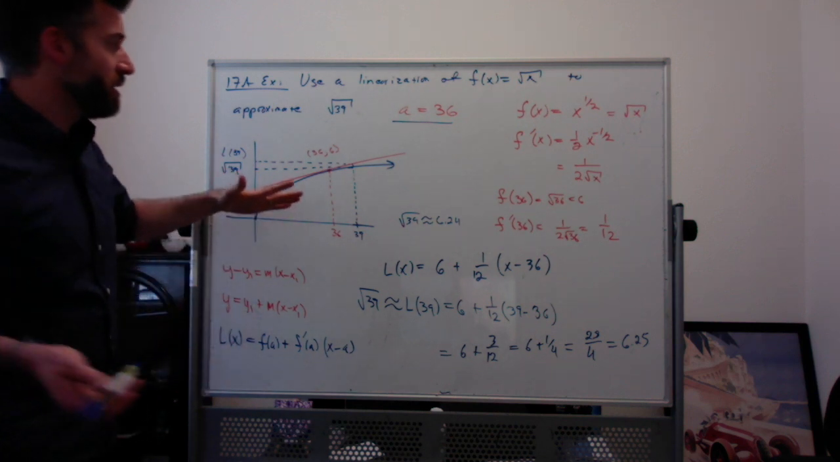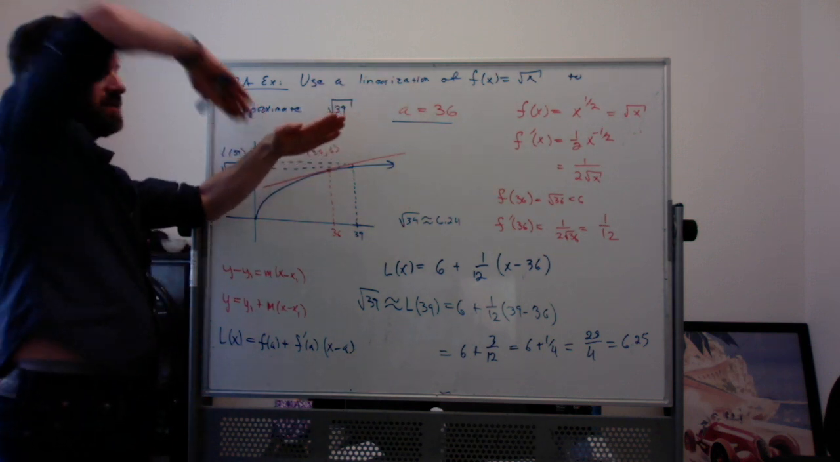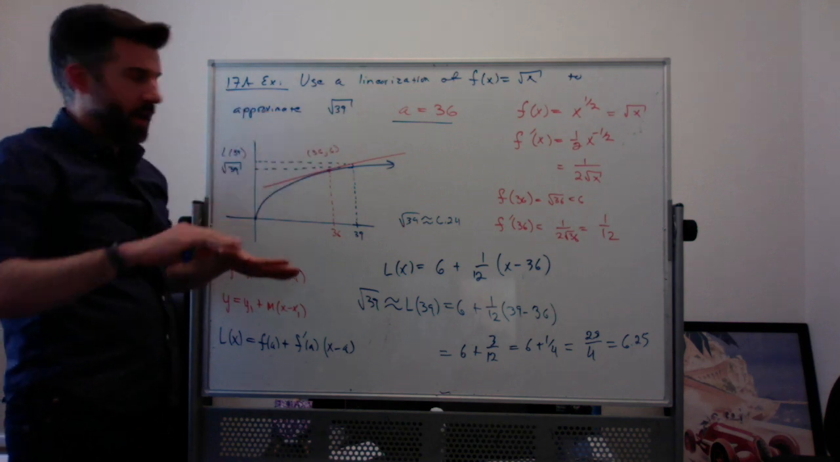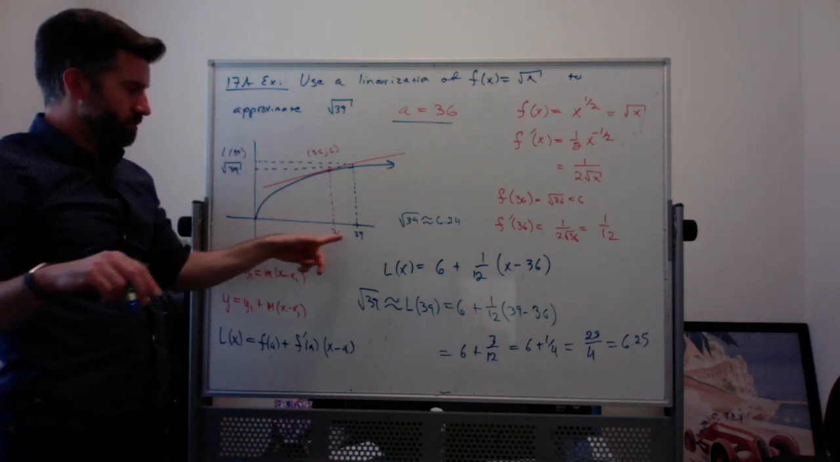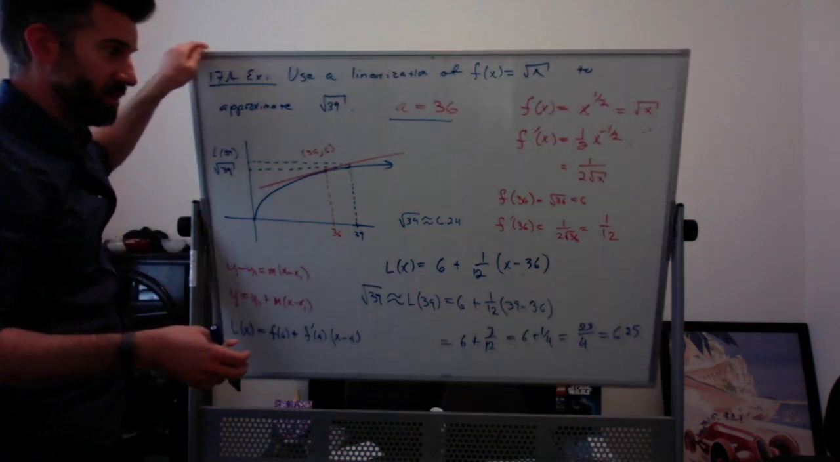So we're basically, instead of finding just the tangent line, going to find the tangent line in the x direction and the tangent line in the y direction, and then plug in the point we actually want to find the approximation. So let's look at this other example here.